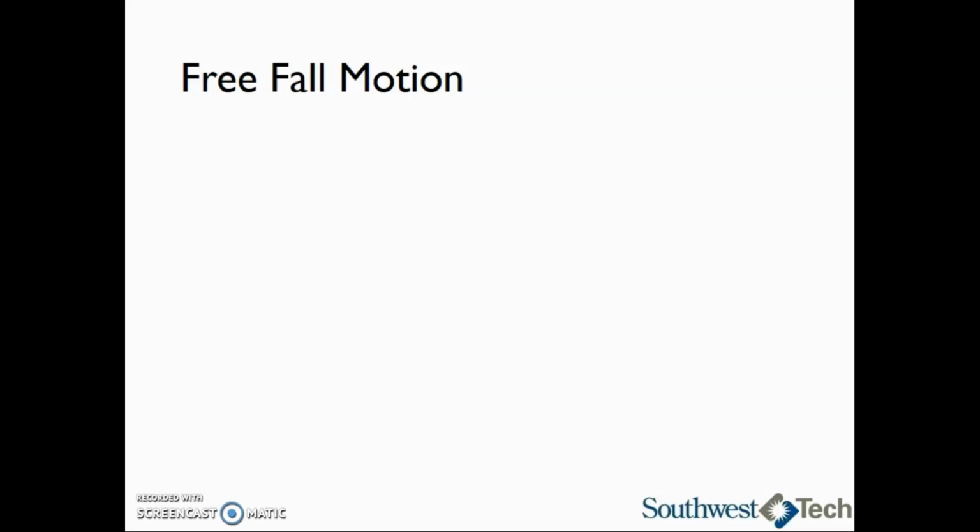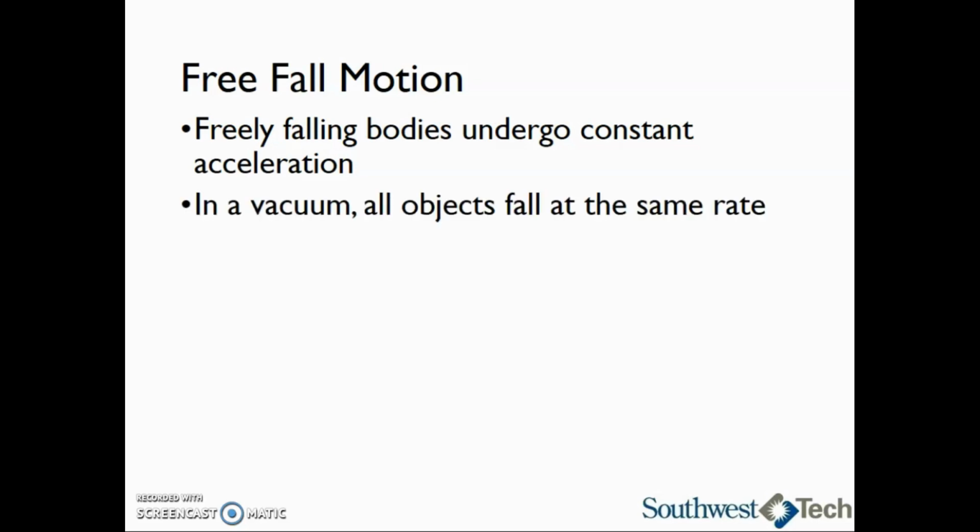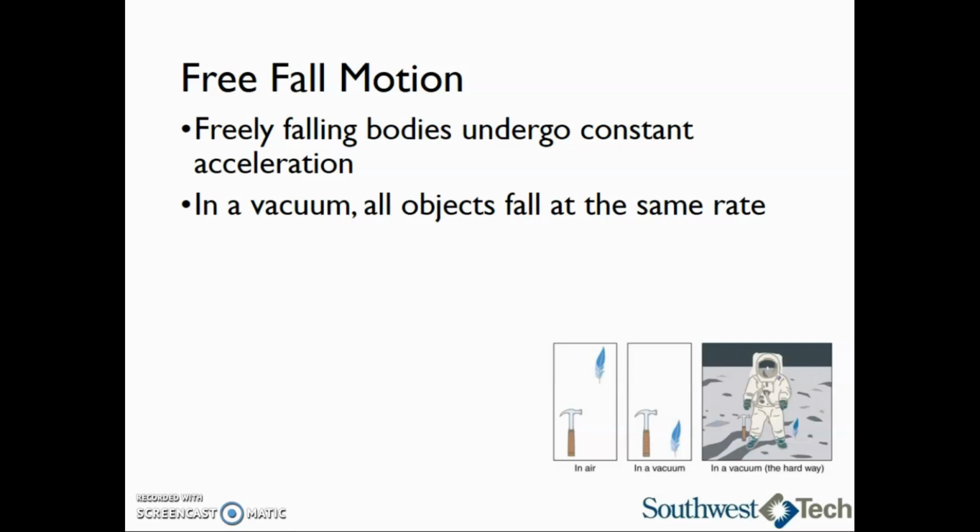Our fourth video on motion will cover freefall motion. A body that is freely falling or free-falling will undergo a constant acceleration. In a vacuum, all objects will fall at the same rate. In air, objects that are falling encounter air resistance. If you drop a feather and a hammer in air, the hammer is going to hit the ground first.